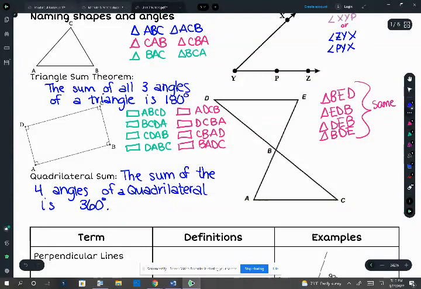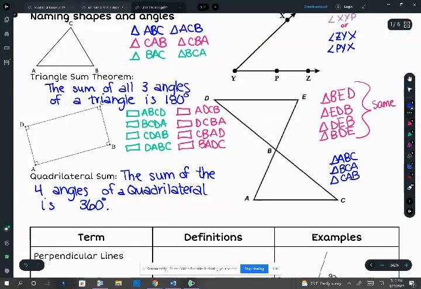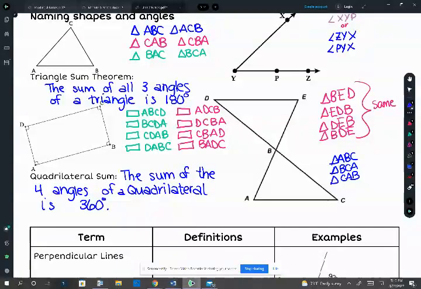Same thing with the bottom triangle. I can call it triangle ABC. I can call it triangle BCA. I could call it triangle CAB. Or I can call it triangle BAC. And these are all the same triangle. I'm just saying it in a different order.